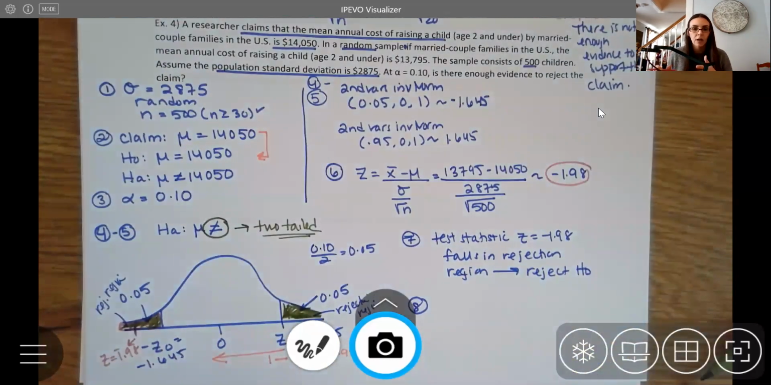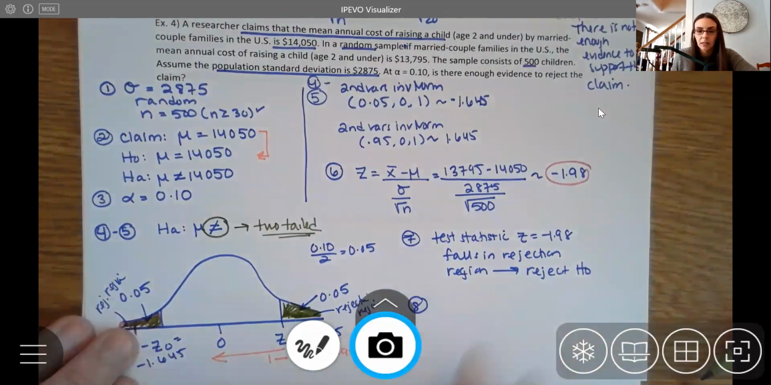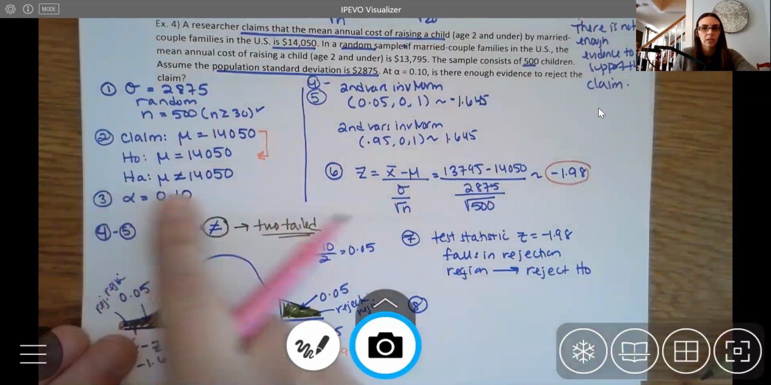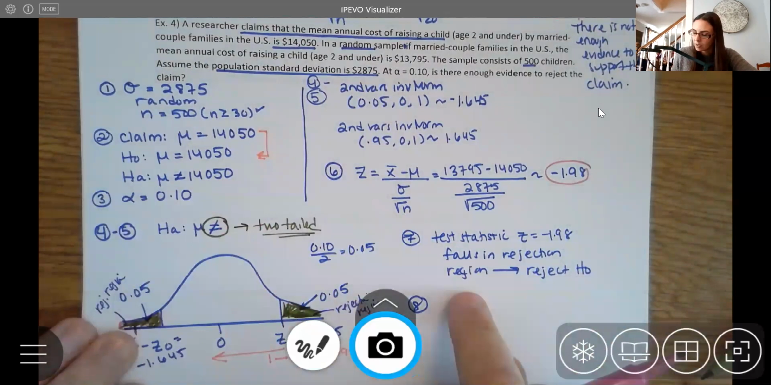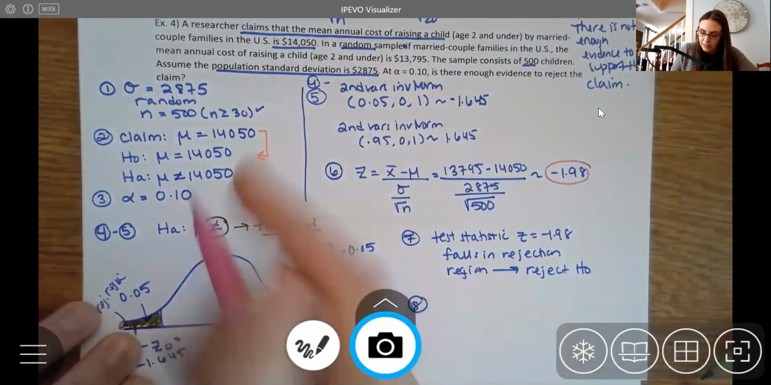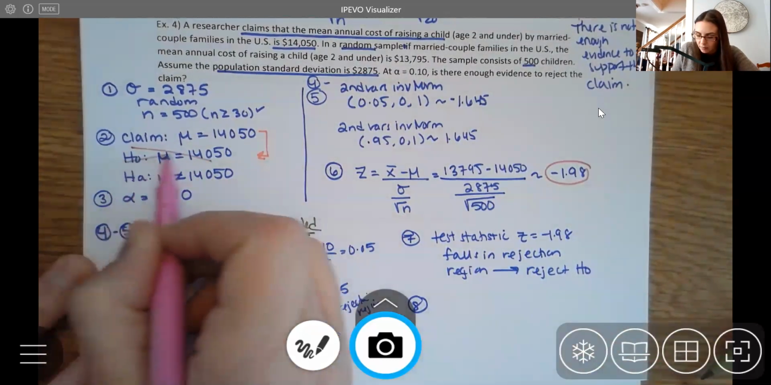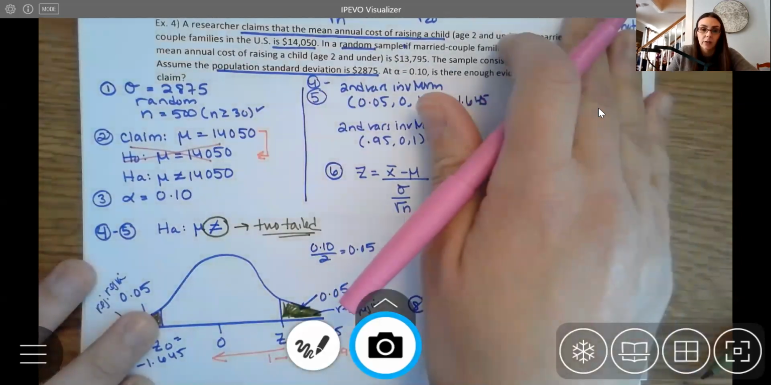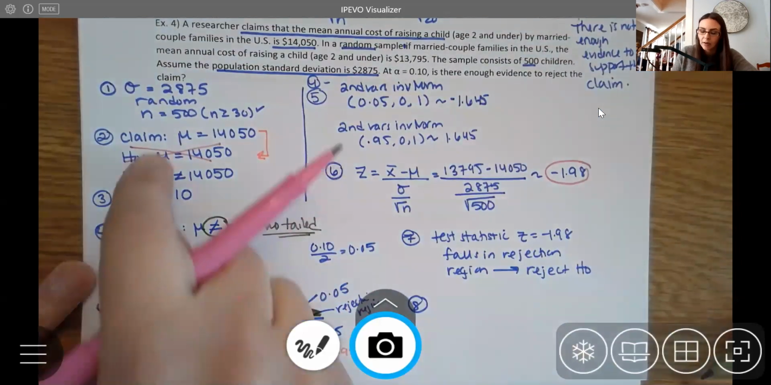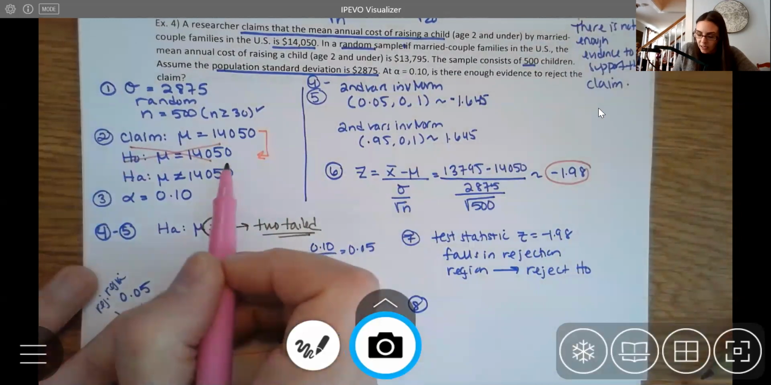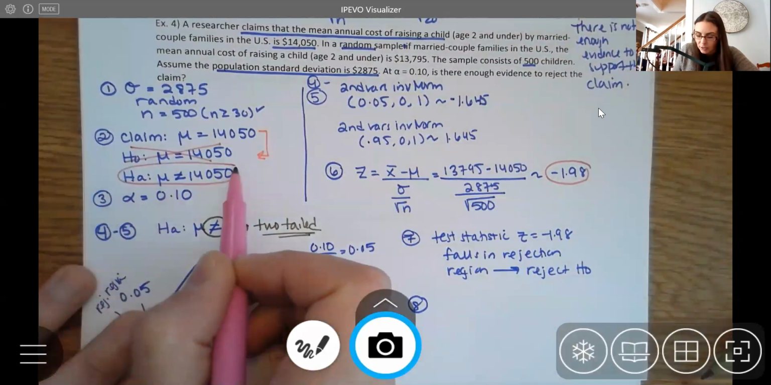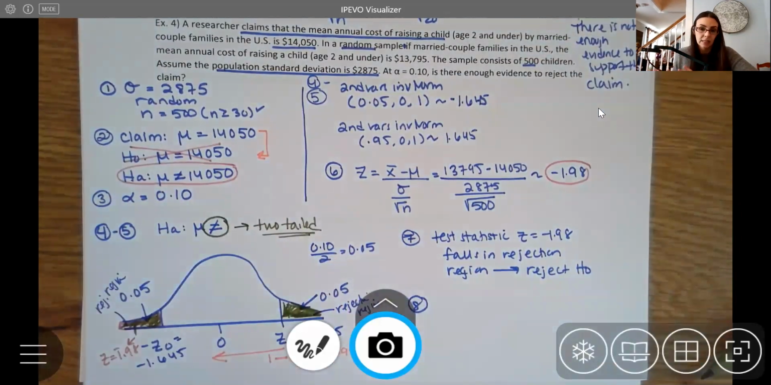So looking back here now, let's kind of see what that means. For me, I just kind of like to go back to my original statement for a second. I say, okay, I'm going to reject the null. Last time I was failing to reject it, so I was like keeping it, right? Here I'm rejecting it, I don't want it. So if I'm rejecting that, that means the alternative hypothesis makes more sense here. So it seems that the value is not 14,050.